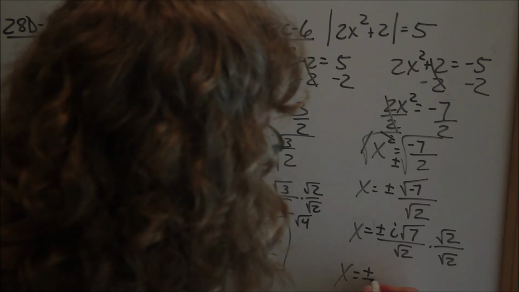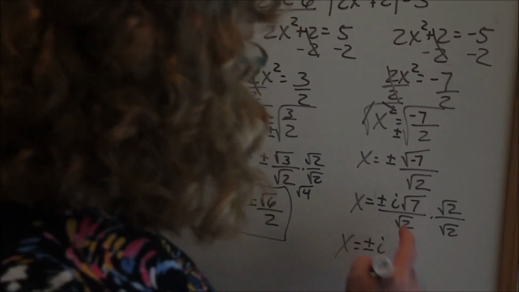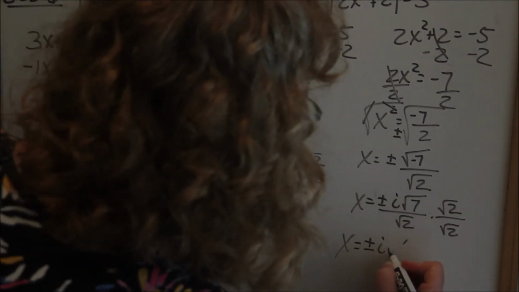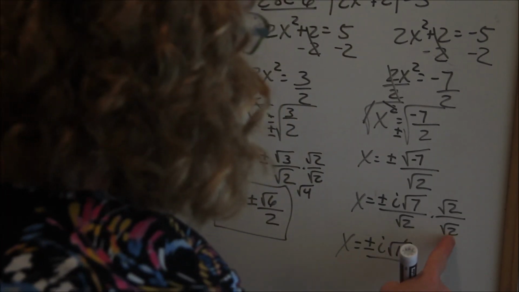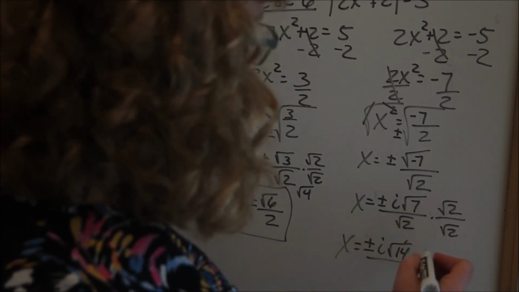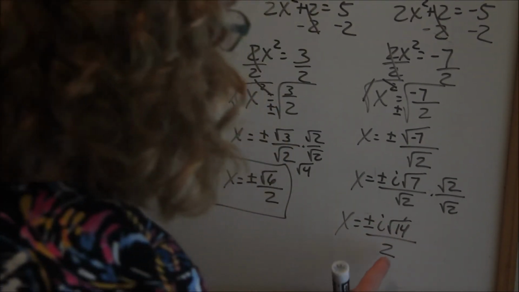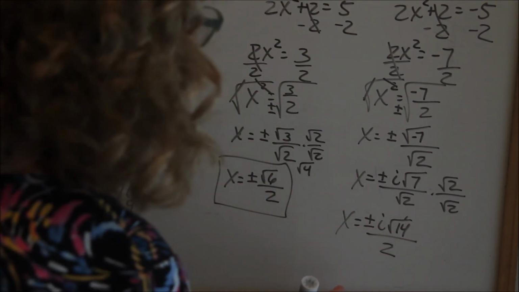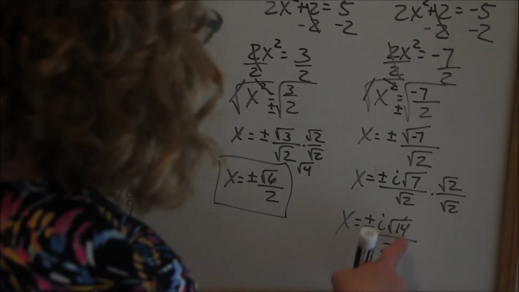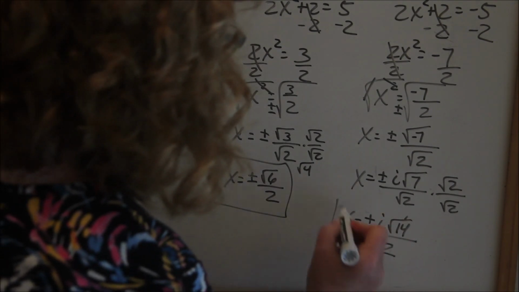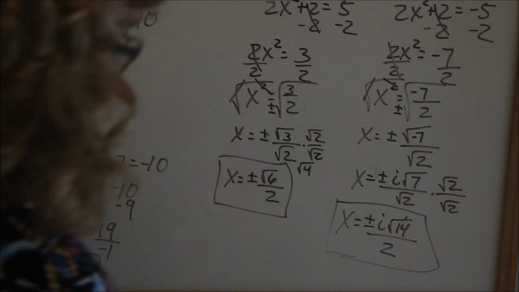So x equals plus or minus i, multiply your radicals together, that'd be square root of 14 over square root of 2 times square root of 2 is square root of 4, and square root of 4 is just 2. Do not cancel these. You only do numbers to numbers and radicals to radicals. Since that's a number and that's a radical, you can't cancel those. So that would be your other 2 solutions.